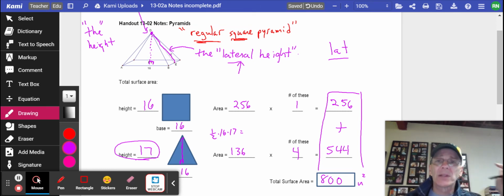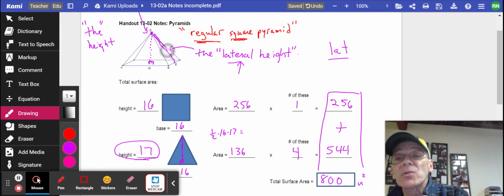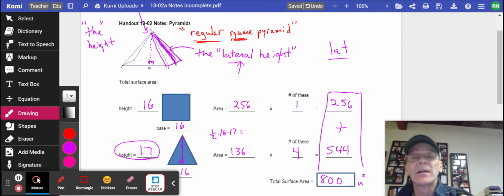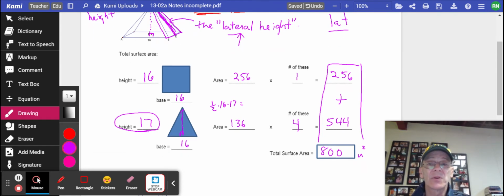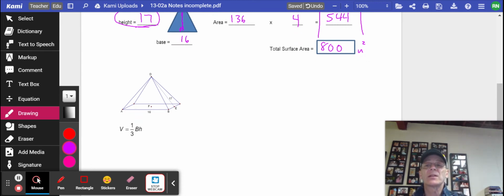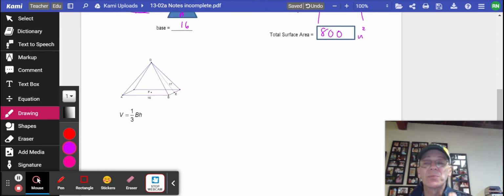Again, you've got your formulas that you can look up and just plug numbers in, but you better be plugging in the right numbers from the right places. This is the measurement that you need to find the area of that triangle and therefore the surface area of this pyramid. Now, let's go down and talk about finding the volume of this pyramid.